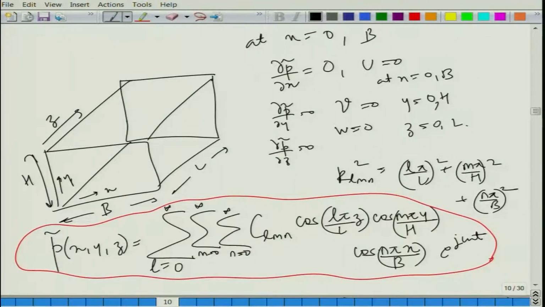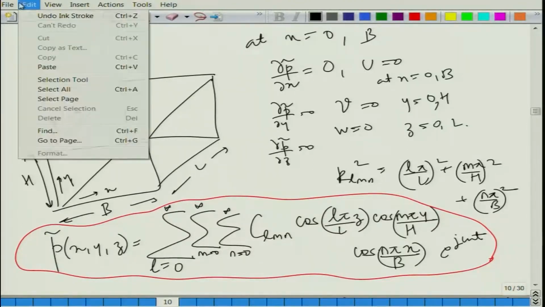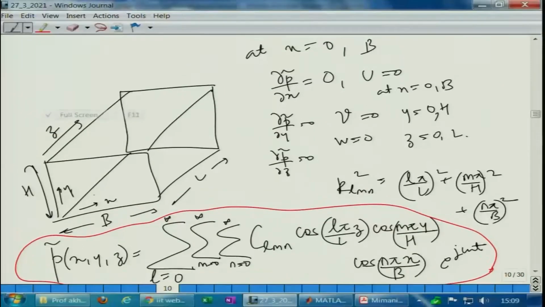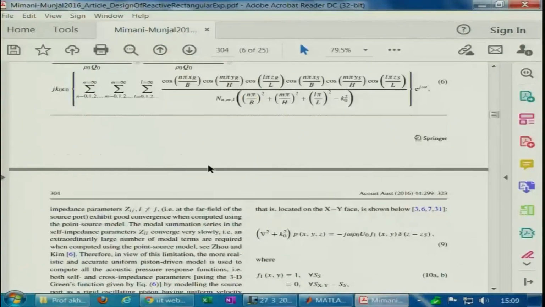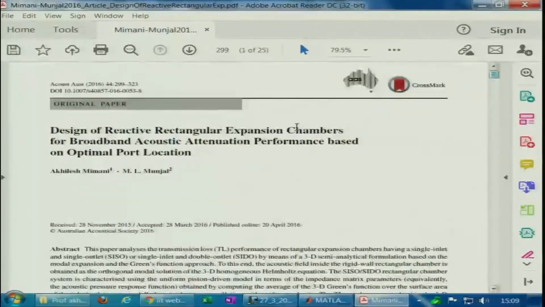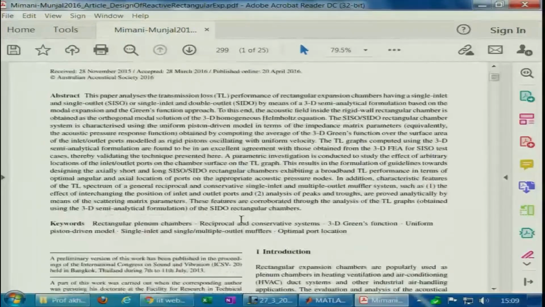So, what I am going to do, instead of writing it all together, I will present to you a paper that I published a few years back, and this is somewhere here. This was a paper on design of rectangular chambers published with another co-author. Also there was another co-author in this paper. This article appeared in Acoustics Australia in 2016. It has been some time now.